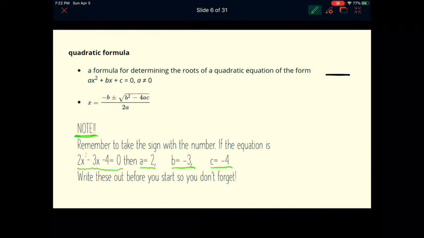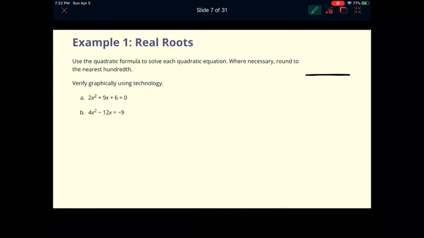You should always write this out before you start so that you're not just pulling that 3 and that 4. You remember that that is negative 3, that is negative 4. So write that down. Stop, pause this, copy it out, put that note somewhere, because that will be the number one mistake that I see is people going to forget that. All right, let's go for it.